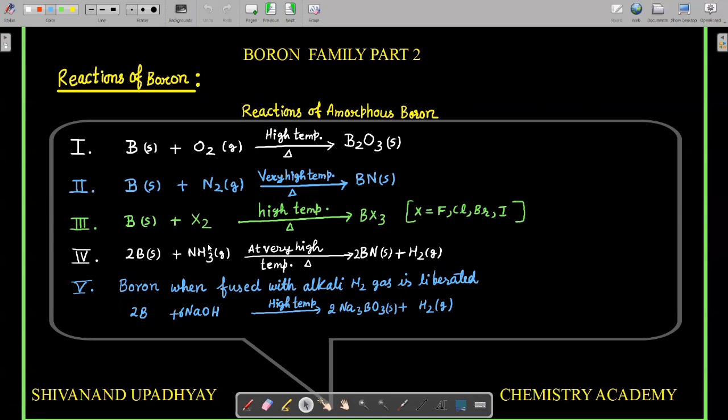Boron, when heated with ammonia gas, forms boron nitride and hydrogen gas is liberated. Boron, when fused, meaning very high temperature is required because boron is needed in molten state and the melting point of boron is near about 2000 degrees Celsius. So boron, when fused with alkali, hydrogen gas is liberated and there is formation of Na3BO3. So these are the methods by which we can prepare boron, and these are the reactions of boron, and maximum reactions of boron are with amorphous boron. It is easy to react.